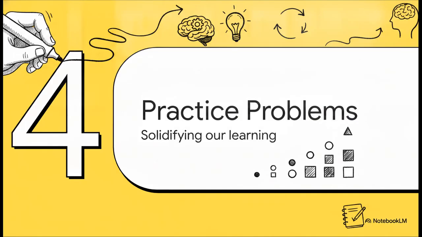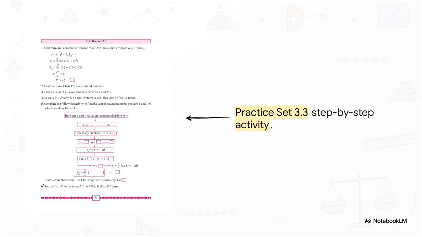Okay, section 4, solving practice problems. Theory is great, but getting your hands dirty with actual problems is where the real learning happens. Check out this activity from practice set 3.3. We're given the first term a as 6 and the common difference d as 3. We need S27. By literally filling in these boxes step by step, you're training your brain on the logical flow. See how it guides you? Insert the formula, plug in n, a, and d, and then just do the basic arithmetic.